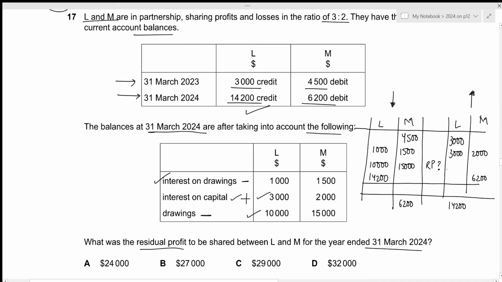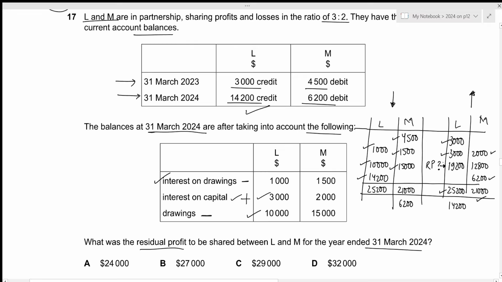Okay. Now, since we have the balancing figure on the credit side, we need the total from our debit side. For L, it will be 1,000 plus 10,000 plus 14,200, which will be 25,200. Now, the residual profit will just be 25,200 minus 3,000 minus 3,000. This results in 19,200. Now, for M, the total will be 4,500 plus 1,500 plus 15,000, which is 21,000. Now, the residual profit will just be 21,000 minus 6,200 minus 2,000, which results in 12,800.